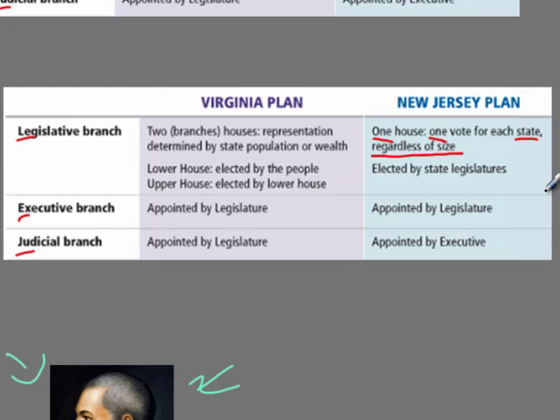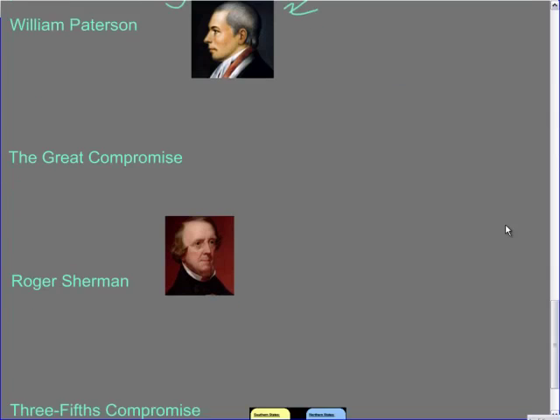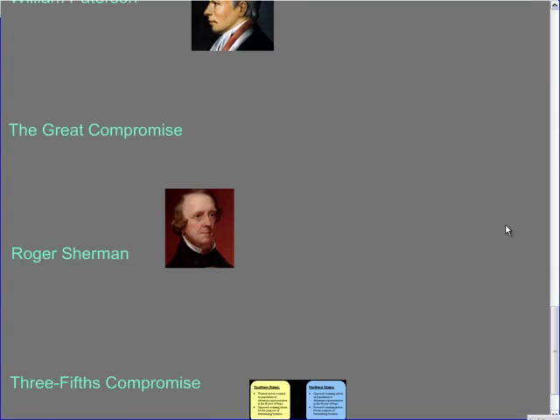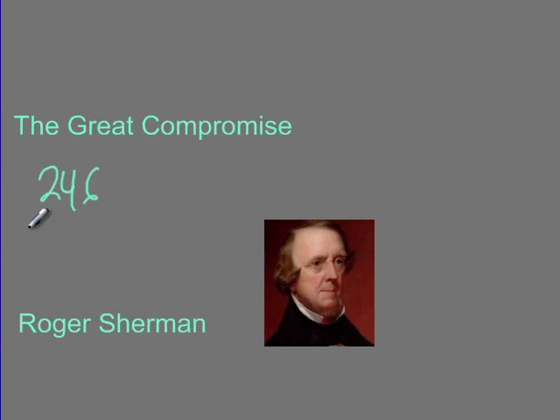It's giving the smaller states an advantage. So the larger states don't like this. The bigger states are like, no, that New Jersey plan sucks, and then the smaller states are like, no, you guys suck, and they're just yelling back and forth. And this goes on for a while until we come up with the Great Compromise, which is presented by Roger Sherman. And the Great Compromise is going to be outlined on page 246.